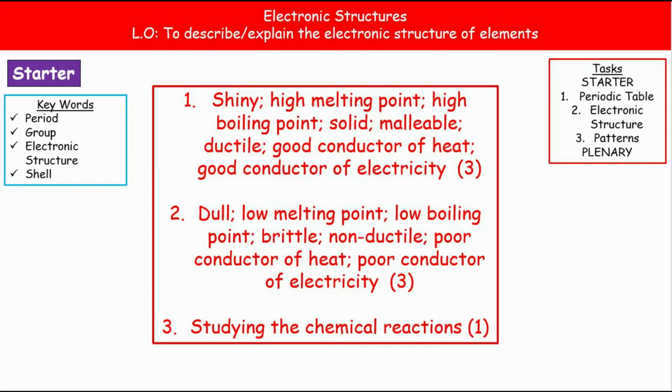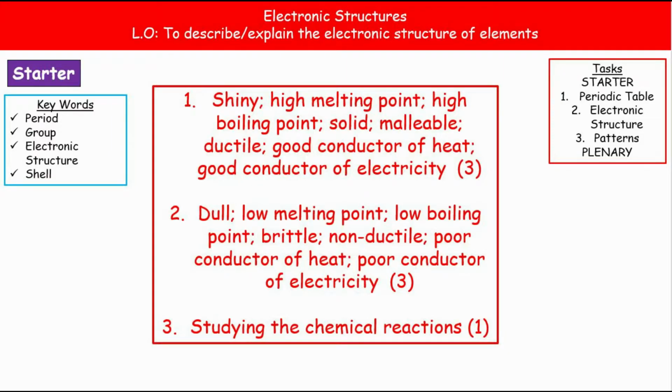So first one, the physical properties of our metals then. You can have any 3 of the following, so give yourself a tick for each one you got. Shiny, high melting point, high boiling point, solid, malleable, ductile, good conductor of heat, good conductor of electricity. So maximum of 3 marks for that one.